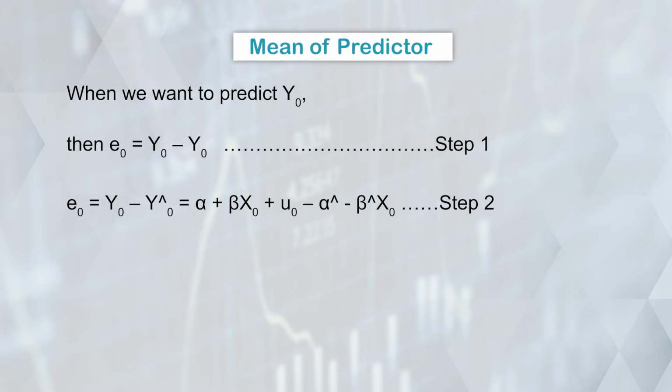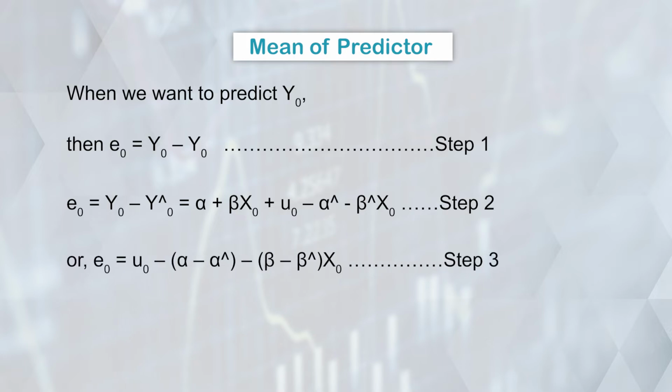Minus, we go for y0 hat, which is the estimated value of the intercept, which is alpha hat, and then we have beta hat x0. So alpha hat and beta hat x0 are considered as the estimated values of alpha and beta. And then we have the y0 as the equation. So after simplification, we go for the step 3.